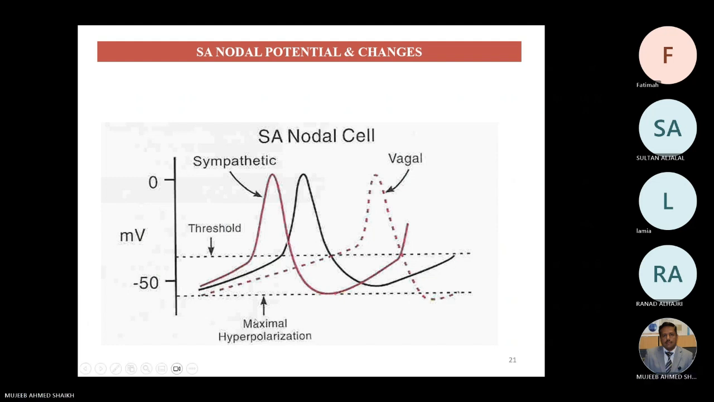Here, black is normal sympathetic stimulation. You will see the red line going up in a short time, whereas the dotted line is the vagal stimulation, the parasympathetic, which takes a long time, and the slope becomes less steep. Duration becomes more and the slope is less steep. That's why vagal nerve stimulation will lead to decreased heart rate.